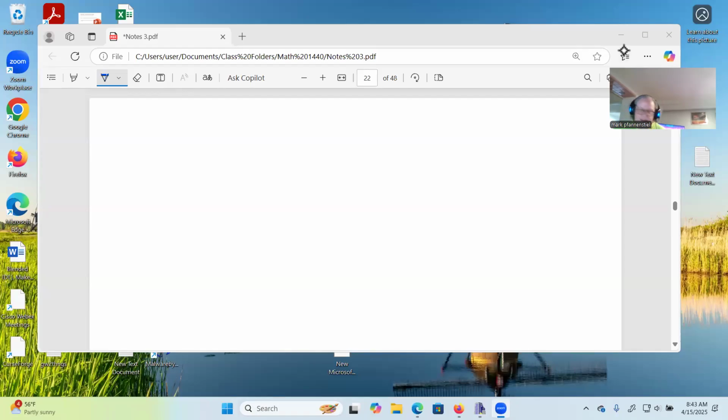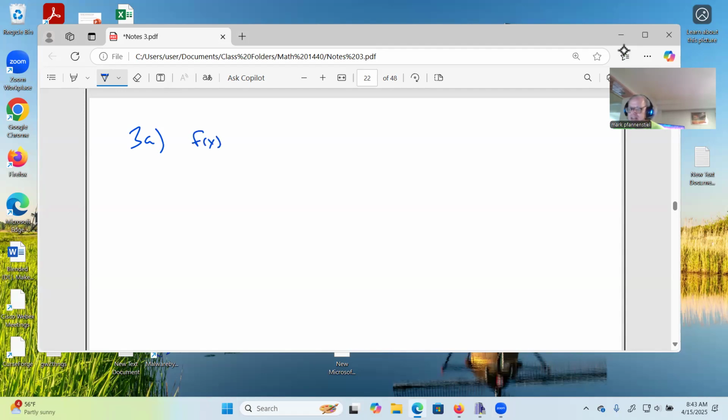We are looking at problem number 3a, which says construct a fourth degree Taylor polynomial for the function f of x equals 1 plus x raised to the 1/4 power. We want a fourth degree Taylor polynomial at x equals 0.